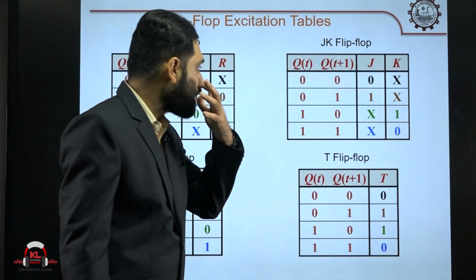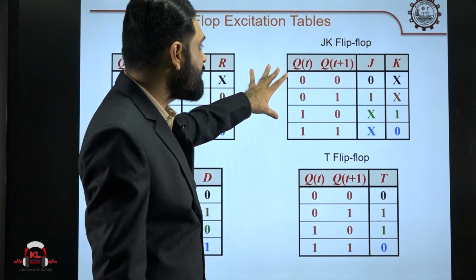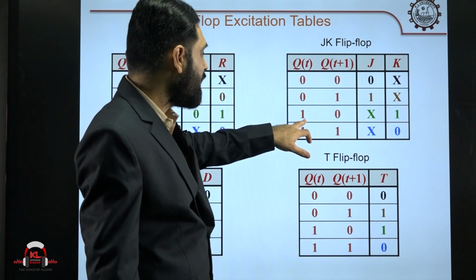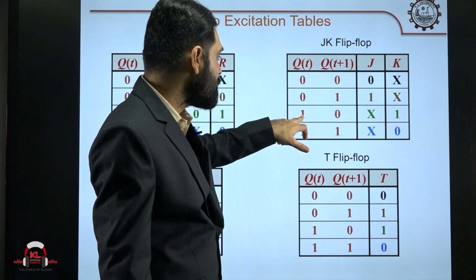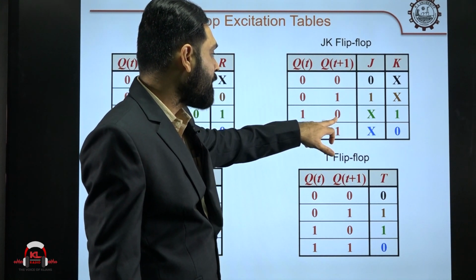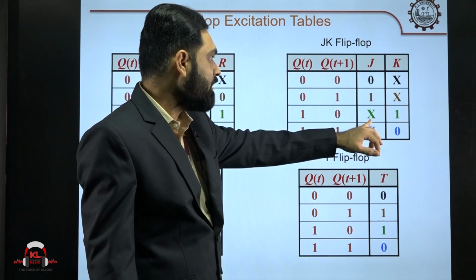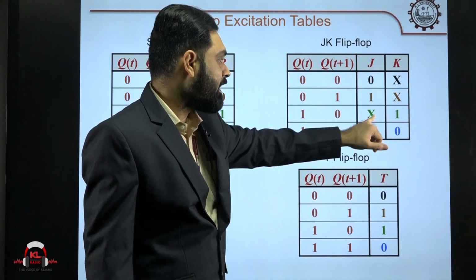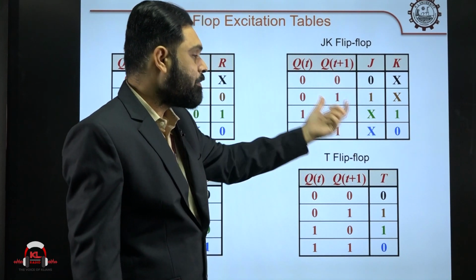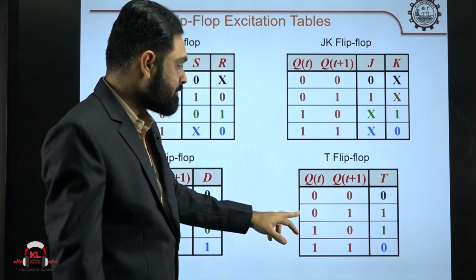And next one is for JK flip flop. For JK flip flop, this is the excitation table. I will take this case 1 0, present value is 1 and next value is 0. When will it happen? When inputs are 0 1 and when inputs are 1 1, it will happen. That is why the JK flip flop inputs are x 1. Similarly, for remaining cases. And last one is the T flip flop.